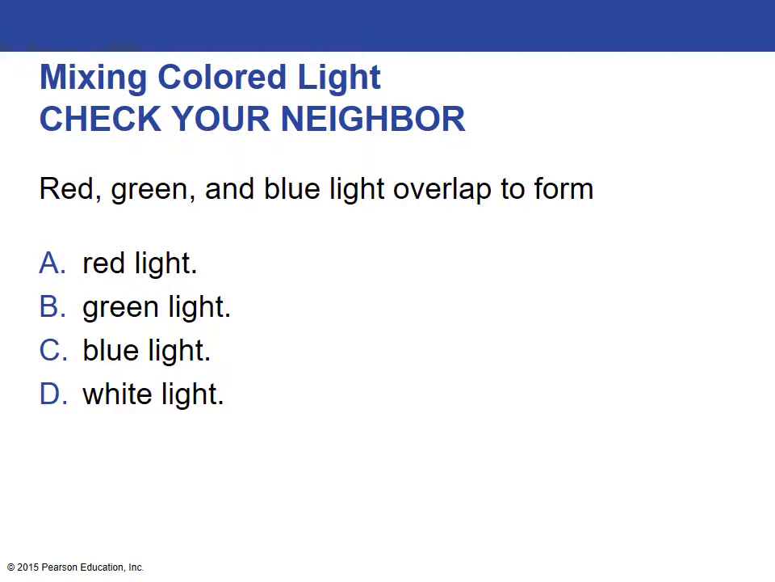So when red, green, and blue light overlap, what do you end up with? Red light, green light, blue light, or white light? And the answer is white light. So mixing all those primary colors of light, again, different from primary colors of paint, when you mix the primary colors, you end up with white light.